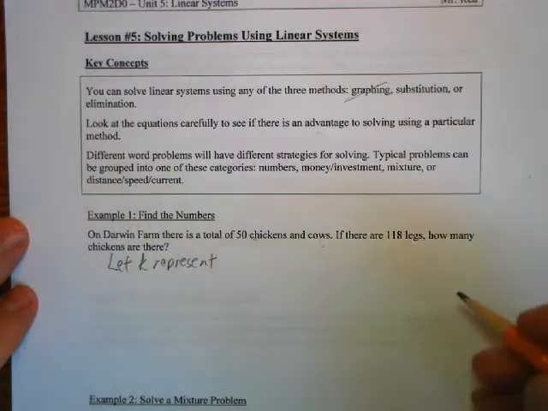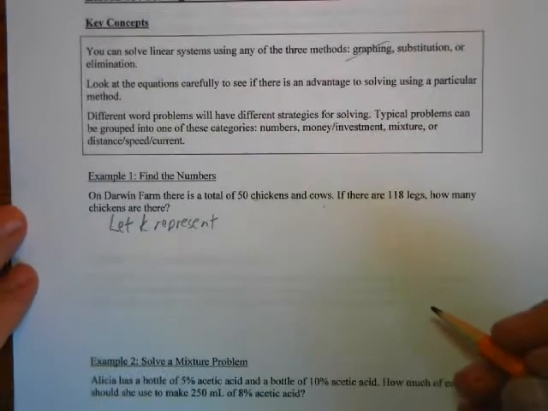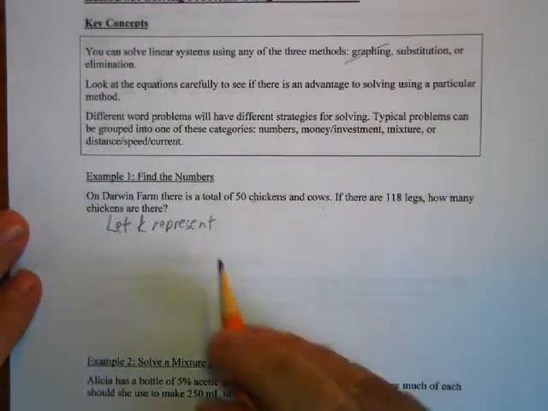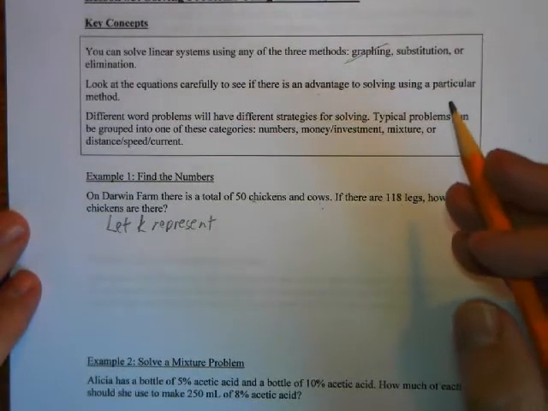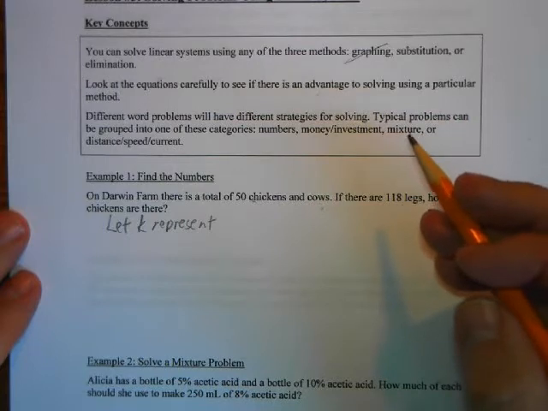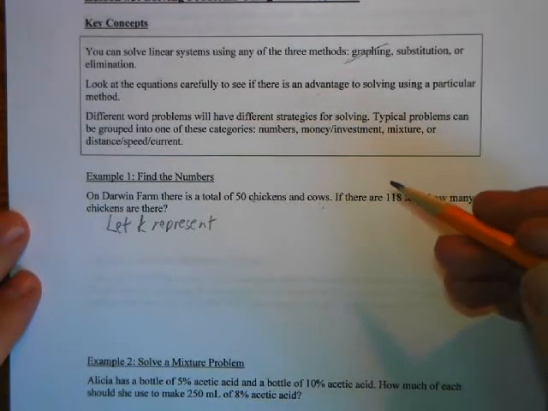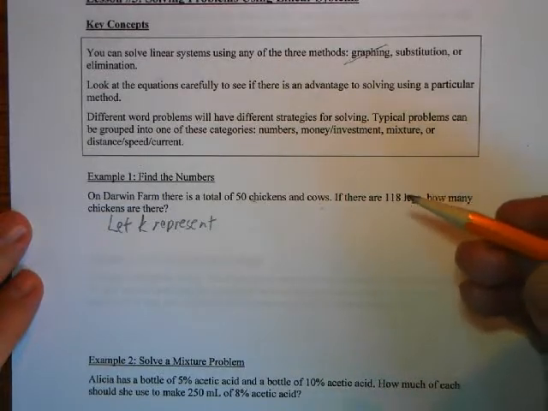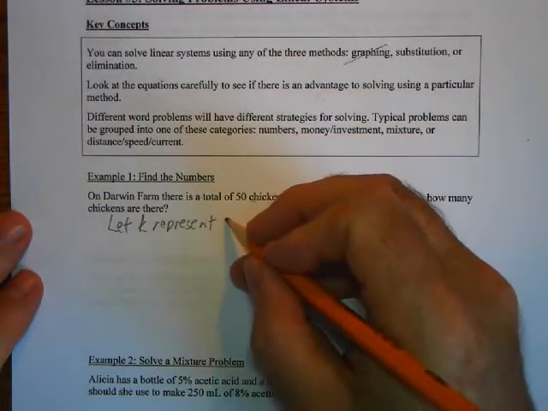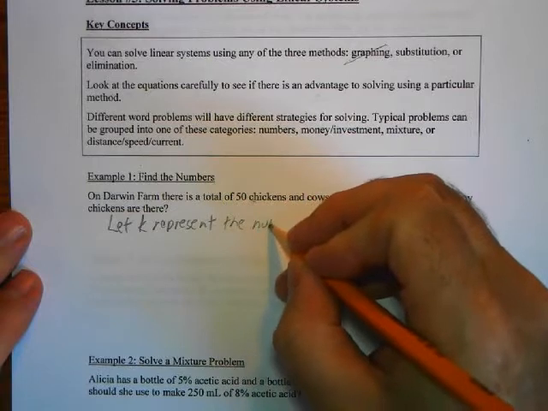Now, I don't want you to just say, I think I've said this before on other word problems, on previous lessons, don't just say let K represent cows, because that's not very informative. What is it about the cows? What is K about the cows? Well, it's the number of cows. So you've got to say what it represents. Let K represent the number of cows.